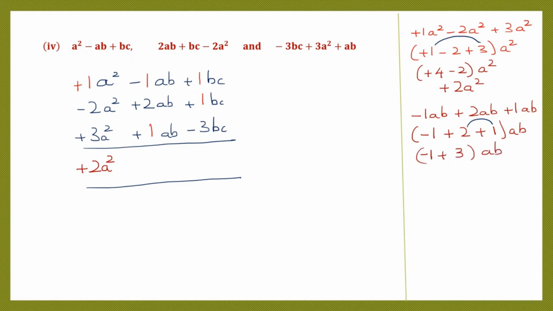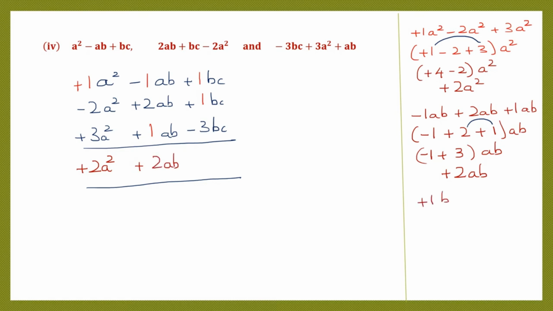Now signs are different, so put the sign of the bigger number, plus, and subtract. 3 minus 1 is 2, 2ab. So we have plus 2ab. Now let's take the BC column.